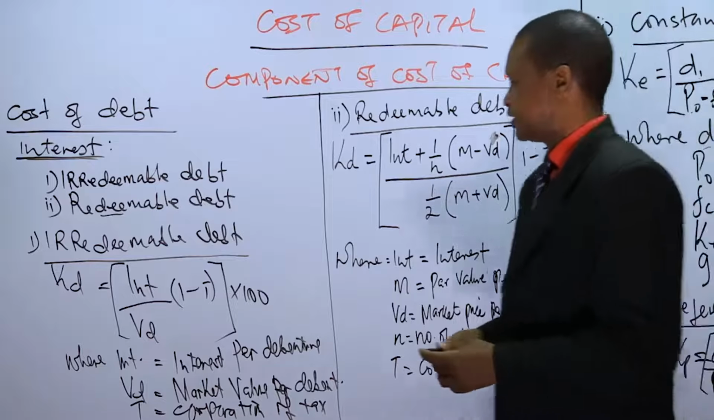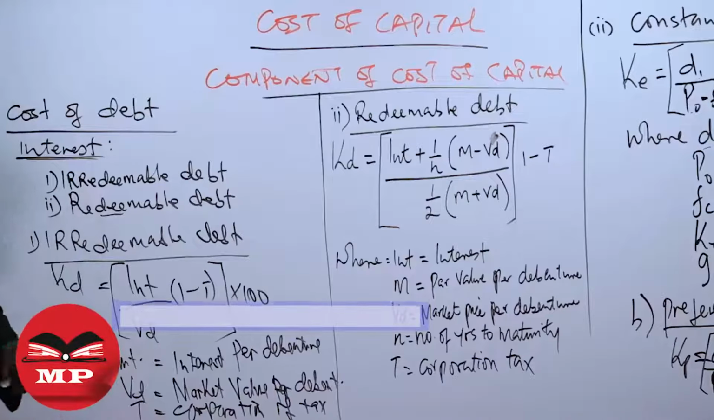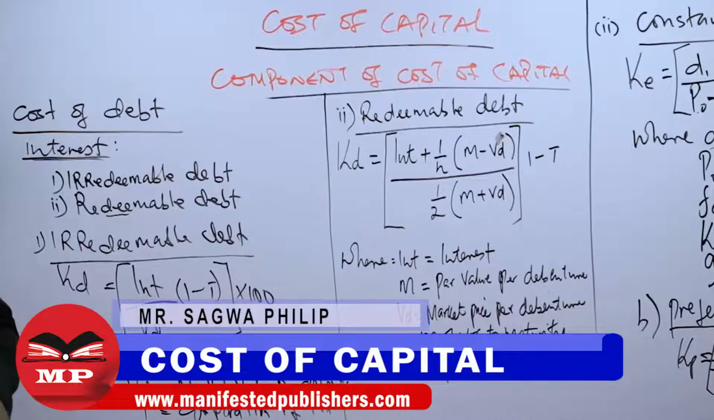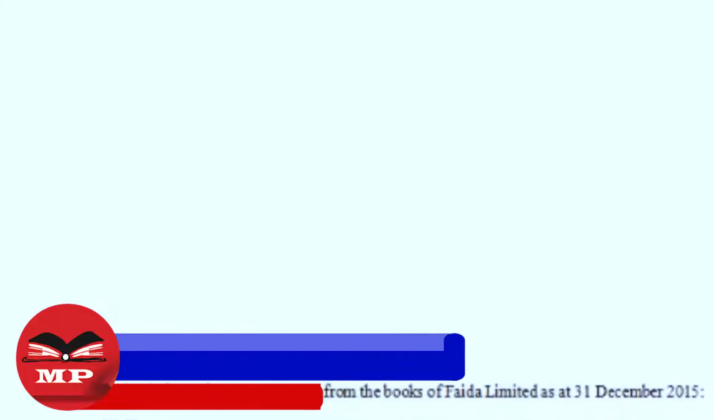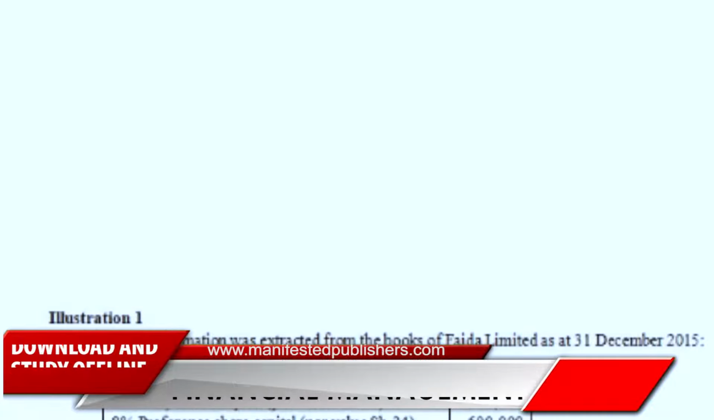So now we will proceed and consider an illustration. I want to look at an illustration, and it reads as follows. The following information was extracted from the books of Faida Limited as at 31st December 2015.